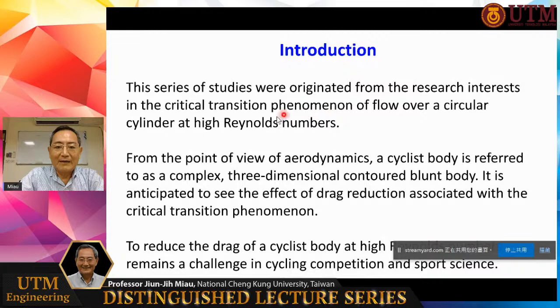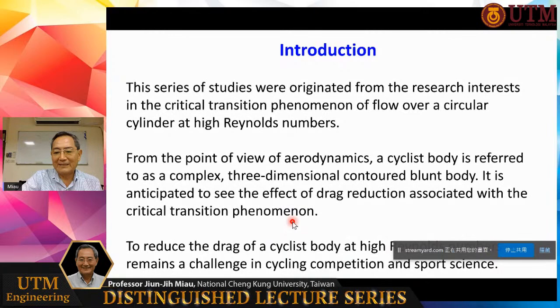Then I jump to today's main topic, from the point of aerodynamics. A cyclist body is referred to as a complex three-dimensional contoured bluff body. Compared to a circular cylinder, a cyclist body is definitely much more complicated in terms of contour geometry. On the other hand, we anticipate seeing the effect of drag reduction associated with this critical transition phenomenon. I mention this transition phenomenon again, and I'll explain more later. To reduce the drag of the cyclist body, we need a lot of research work, and it still remains a challenge in cycling competition and sports science.